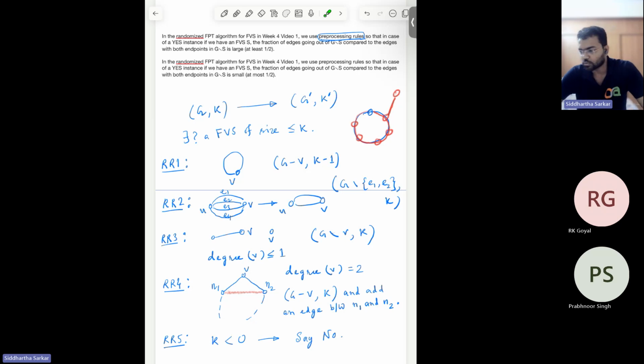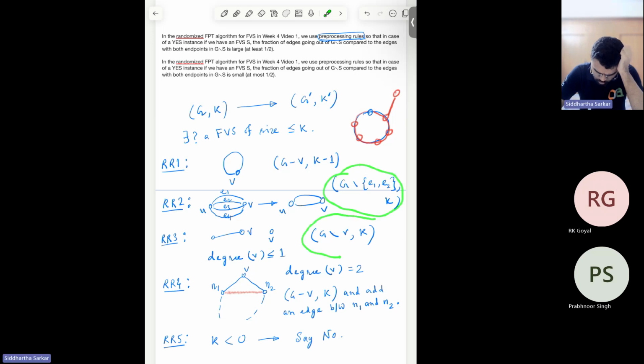Any doubts on the reduction rules? No, these are clear. Except in the notation of say RR1 and RR3, I think that both the notations are same, G minus V and as well as G minus V here, and there is no other difference. Except the difference of the notation, no other difference.